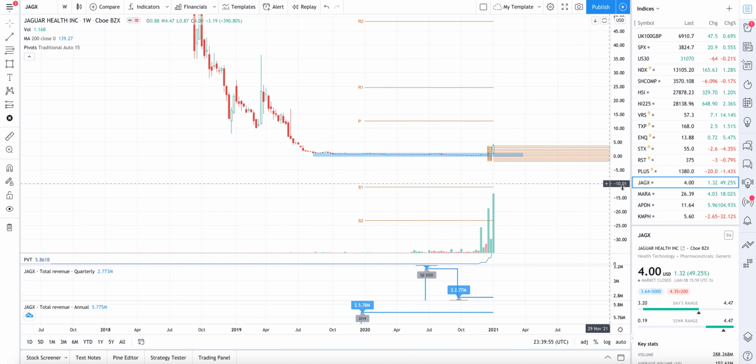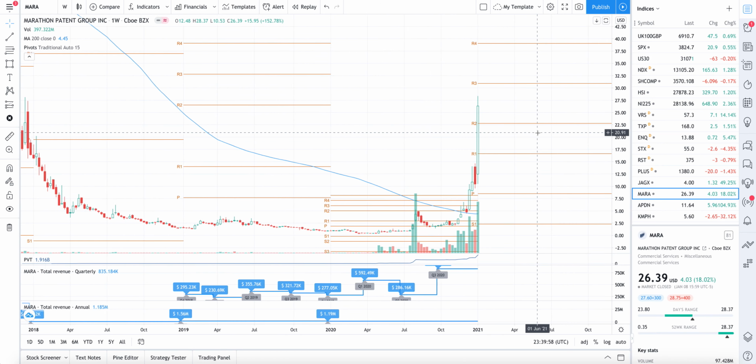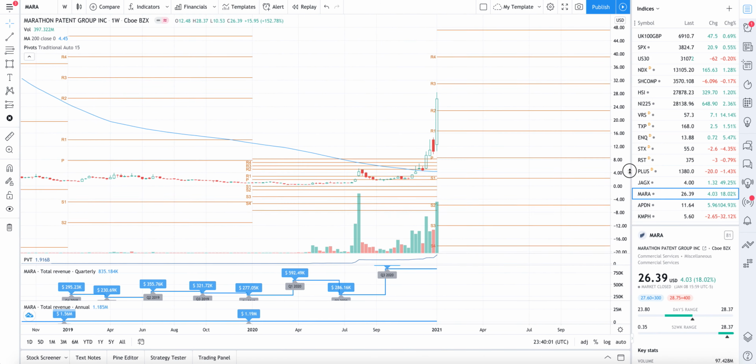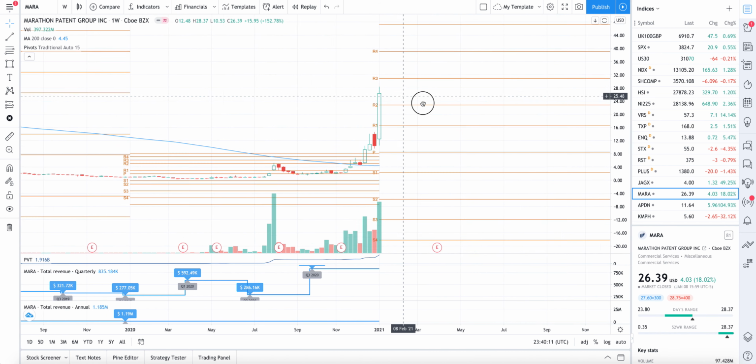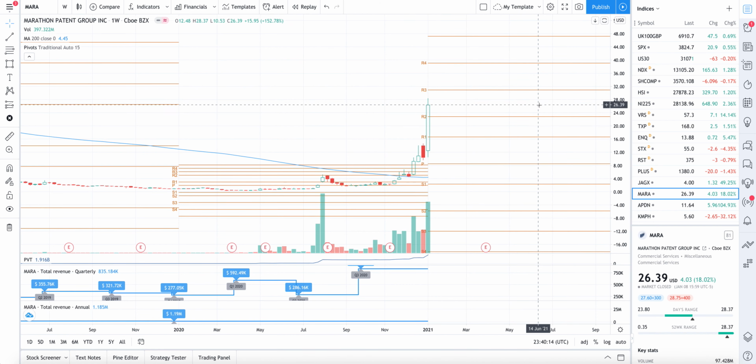Next one was Marathon Patent Group, and another big move. It's a weekly chart, trading above the 200 period moving average. It's taken out some of the overhead pivots, R1, R2. So we're looking for the price to continue. Shy of $31 would be the reasonable overhead resistance level there, initial target. Potential retracement back to the 22 level for some potential buying opportunity there.